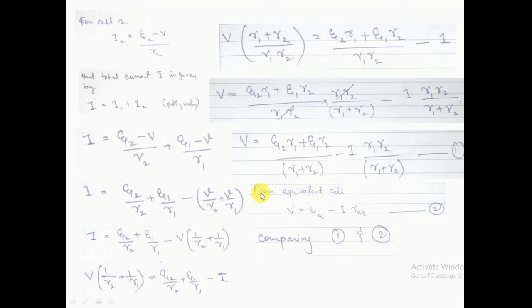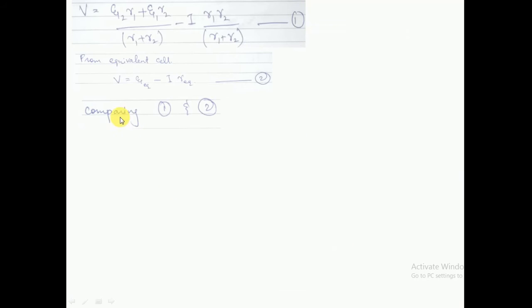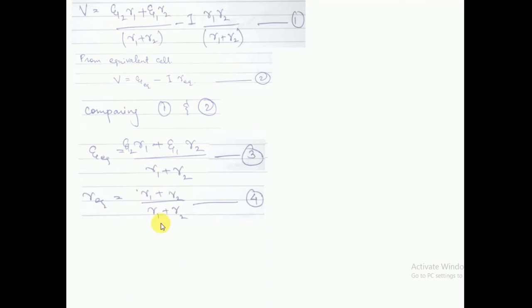Now I'll put the formula for the equivalent circuit also. I can easily write V is equal to E equivalent minus I R equivalent. Now I'll compare these two equations. As V and V are the same, and I and I are the same, and as the equations are the same, I can compare the variables. So E equivalent will be this value, and R equivalent will be this value. Further, this can be written in a simple form like this.